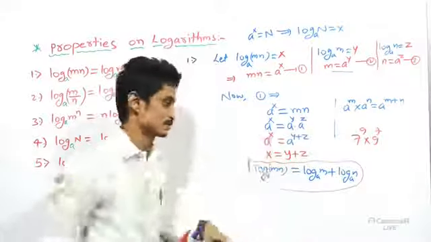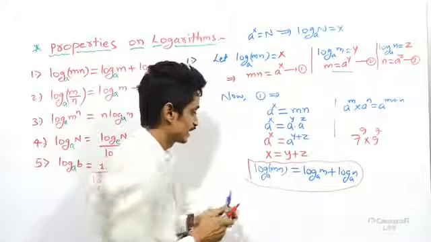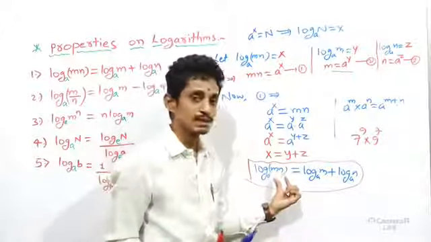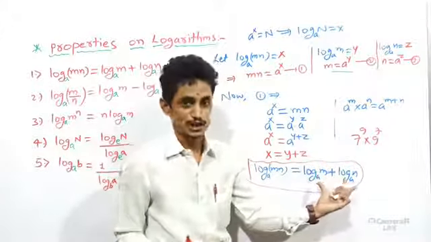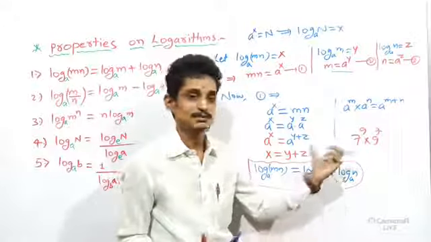Okay, now don't think that much. Just know the meaning of this: product means multiplication, and we have to express it as addition. This type of expression we can simplify.